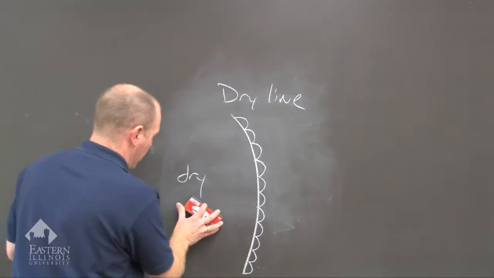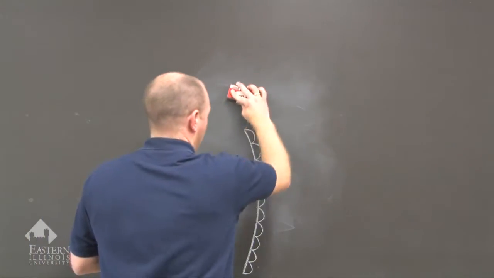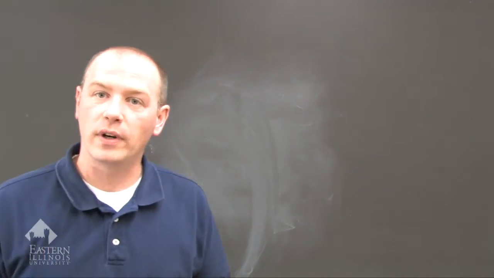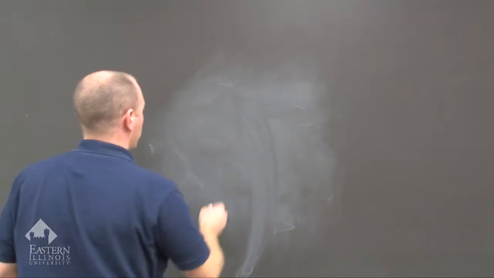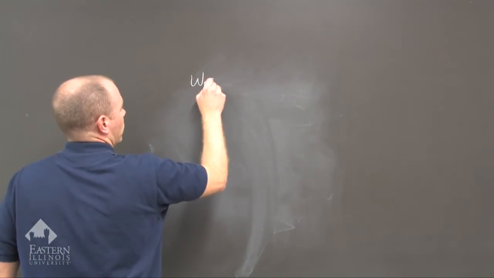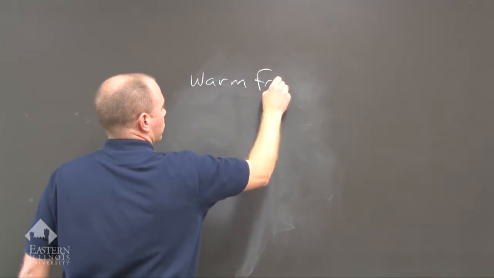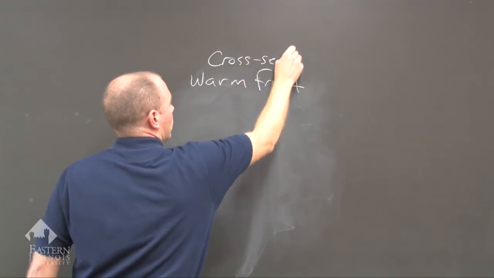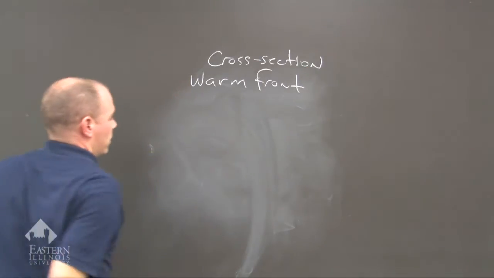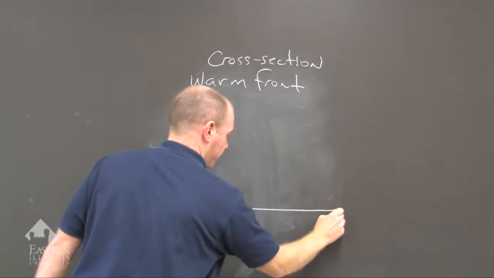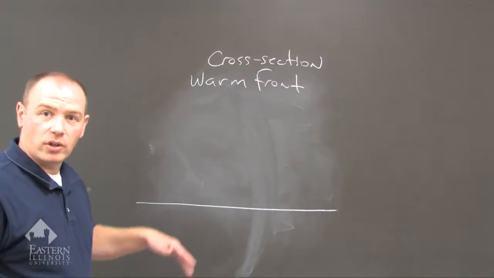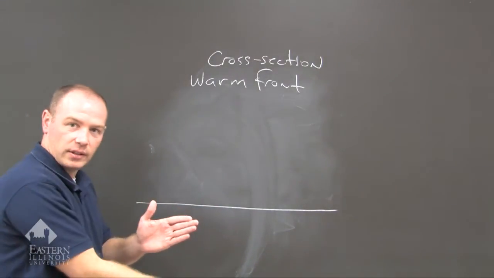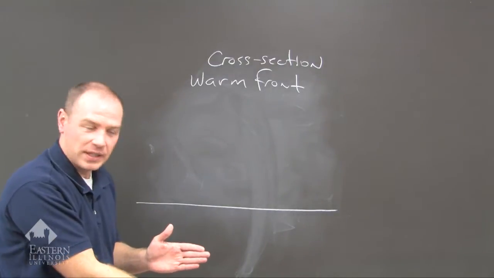All right, now let's take these fronts and look at two different scenarios, a cross-section of a warm front and a cross-section of a cold front. The first one we'll do is a cross-section of a warm front. Here is the surface. Now I'm going to go ahead and draw off to the side how this looks on the chart, because we're looking at this like a sliced piece of cake.